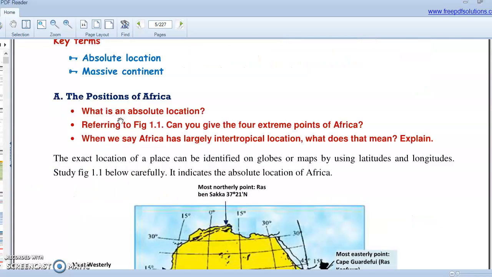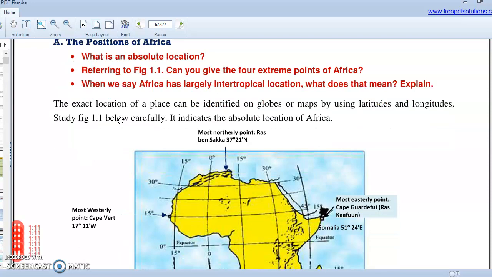Africa has 4 extreme points. The most northerly point is found in Tunisia in northern Africa. It's found 37°21' north. It's called Ras Ben Saka. The most westerly point is found in Senegal. It is found 17°11' west. It's called Cape Verde. The most easterly point is called Ras Kafun. It's found in Somalia. It's found 51°20' east.